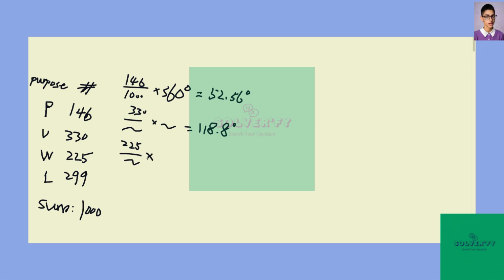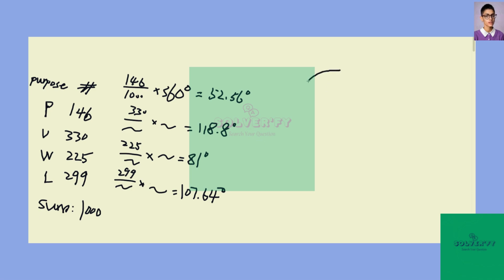And we use the same procedure for the next two: over 1000 times 360, and we get 81 degrees. For the last one, the same way, over 1000 times 360, equals 107.64 degrees. Okay, and let's move on to see how to draw our pie chart.